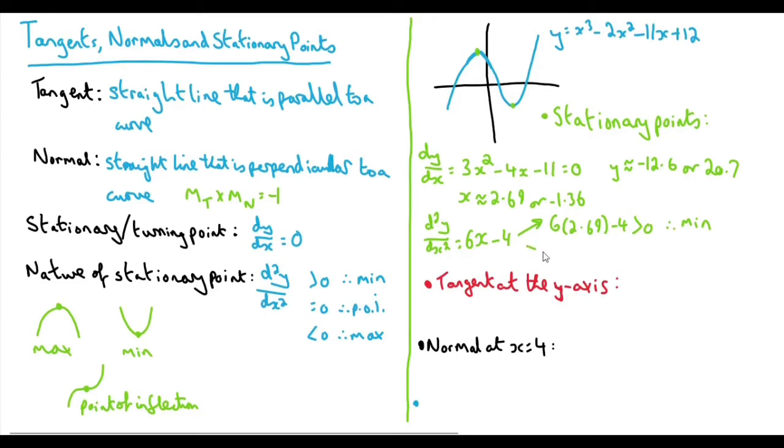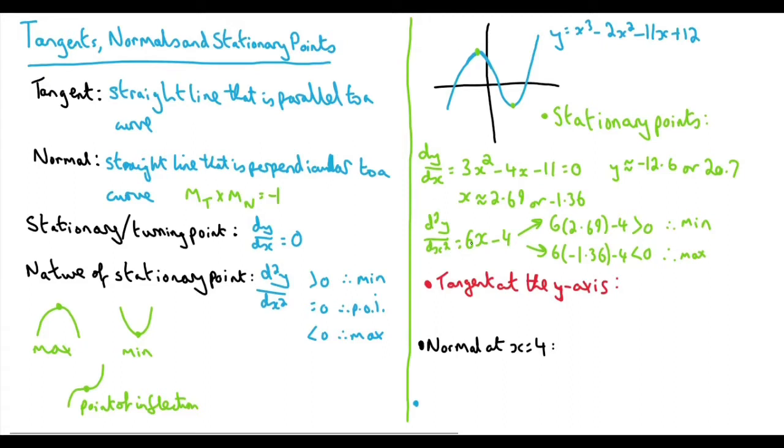That's your minimum. And if we did it with the other one, so 6 times the minus 1.36 minus 4, you don't even have to work that out. In this case, it's very clearly less than 0. Therefore, that is confirmed to be our maximum.